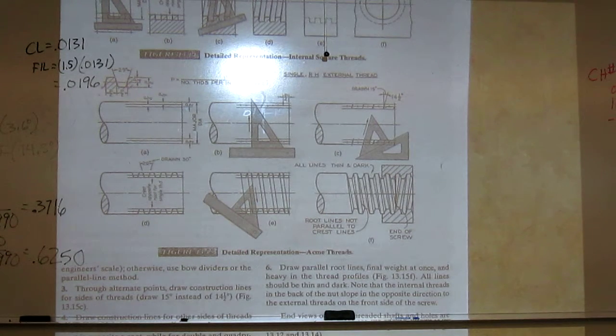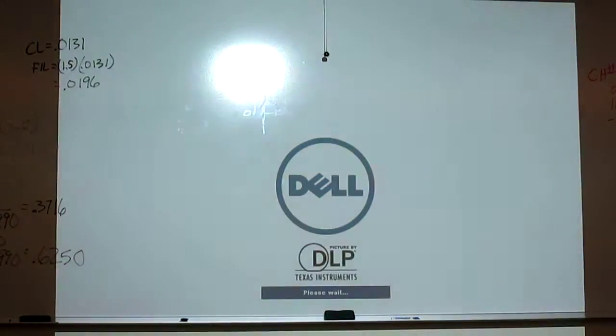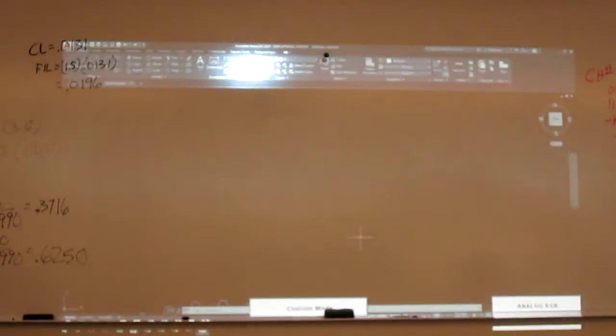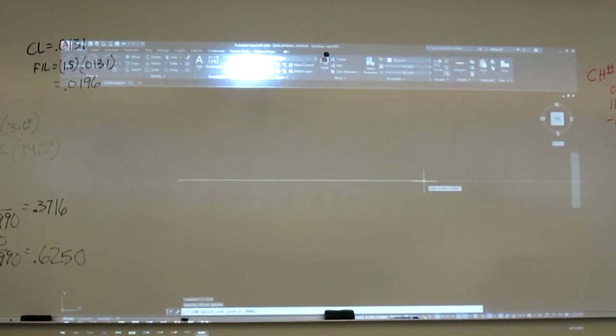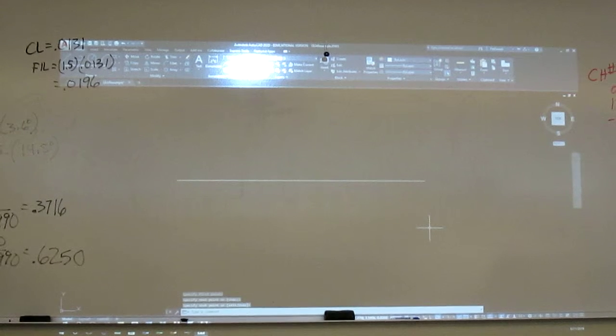All right, so I'm going to go to the computer. Draw yourself a horizontal line. I've got my gear sitting here, and I'm just going to get up above it a little bit. We'll move everything in later, and I'm just going to draw a horizontal line. That's going to be the center line of my worm gear.